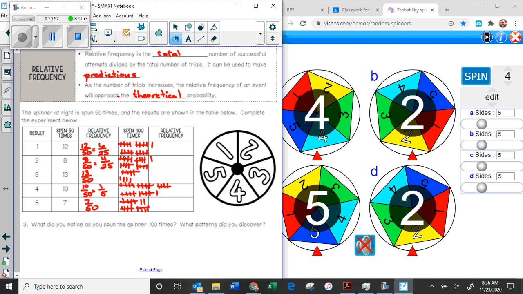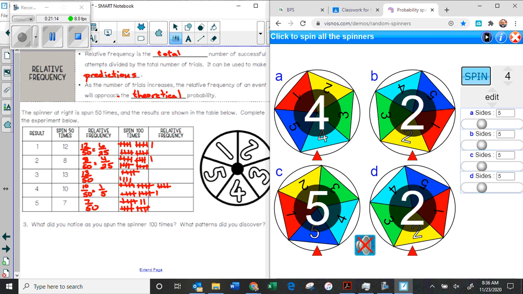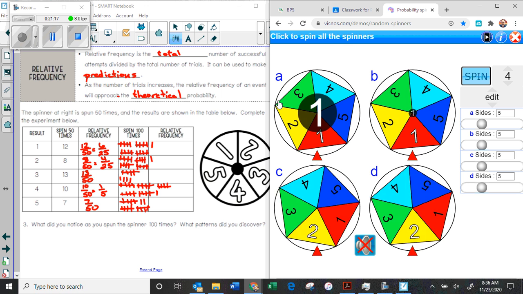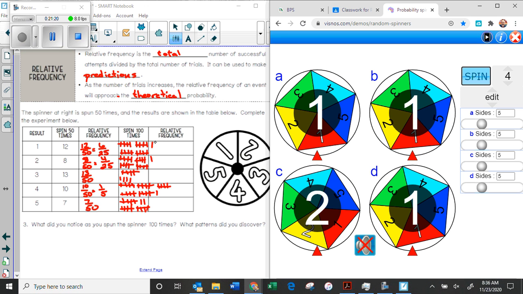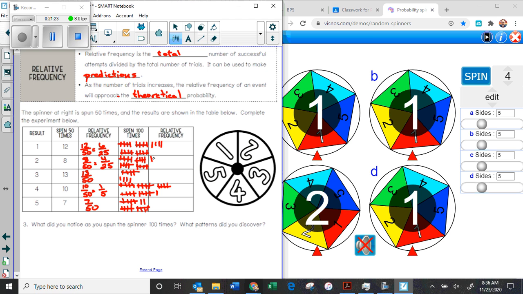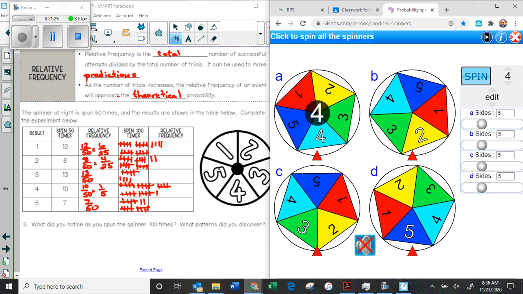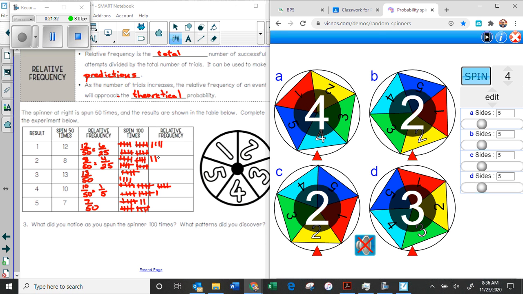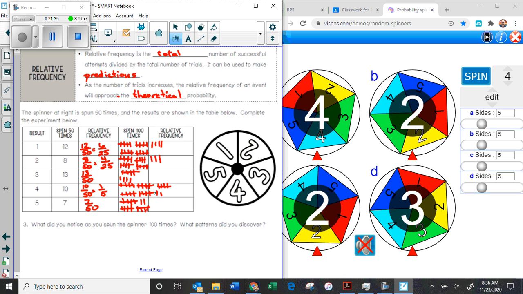5, 10, 15, 20, 25, 30, 35, 40, 45, 50, 55, 60, 65, 70, 75, 80, 85, 87, 88, 92, 93, 94. So I need 6 more. So 3 ones and a 2. And I'm just going to take A and B on this one. So 2 and 4. All right, so let's look at our relative frequencies now.